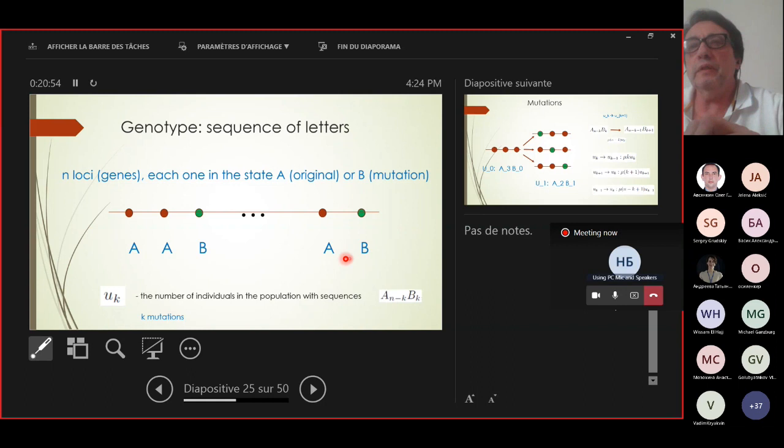So we have the sequence of letters, and in fact, we characterize this sequence of letters using this notation A with the subscript n minus k and B with subscript k, which means that there are k letters B and n minus k letters A. So in fact, since B is the mutated state, we have here k mutations. So we have sequences of n letters written like that, and this subscript k shows the number of mutations. So it's quite simple. And by u_k, we denote the number of individuals in the population with k mutations.